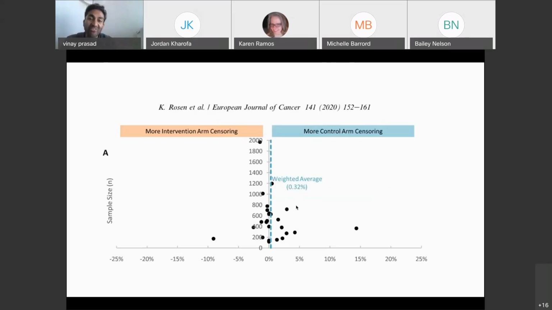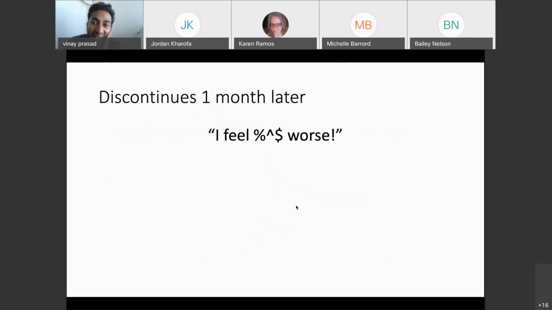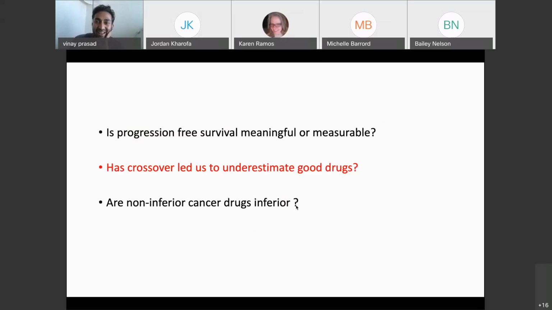Give it a try. One month later, he came back after giving it a try, and he said, and this is a verbatim quote, he used a word I don't often hear in my line of work. He said, I feel something worse. I didn't used to hear this a lot until they started approving selinexor. Then you hear this phrase all the time. With selinexor, you hear this all the time. But before that, you don't hear this phrase too often. So he felt worse.